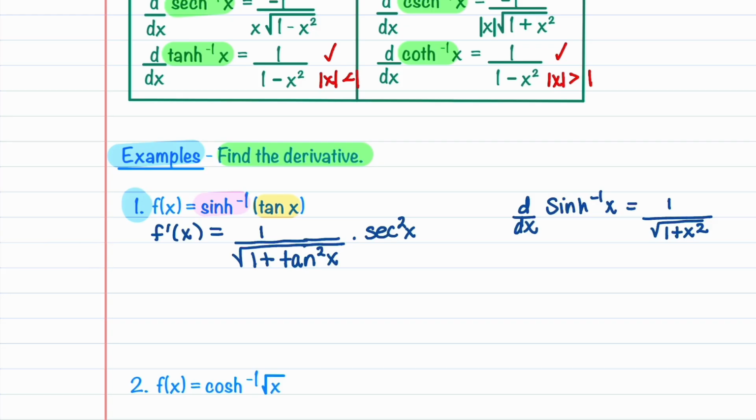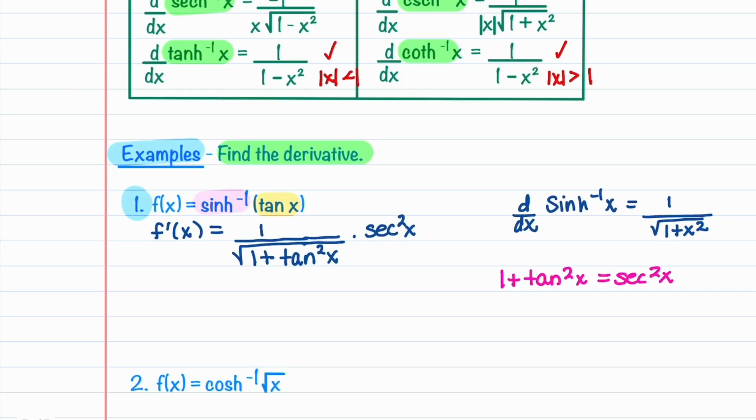Now we can go ahead and do some simplification. We have an identity that tells us that 1 plus tangent squared x is secant squared x. So in our square root, we're going to put in secant squared instead of 1 plus tangent squared. So we have the square root of secant squared x times secant squared x. So one of our secants is going to cancel, and we end up with just an answer of secant x.